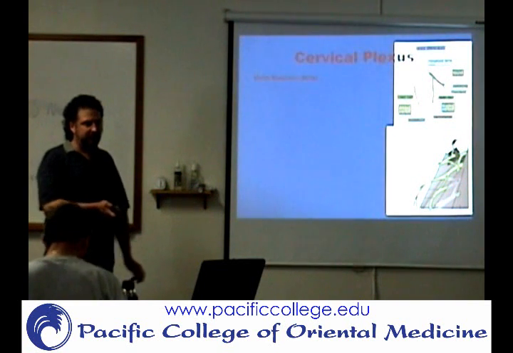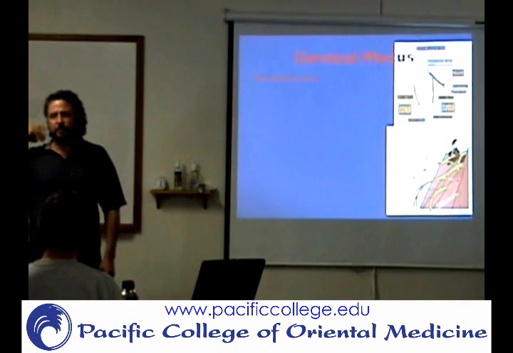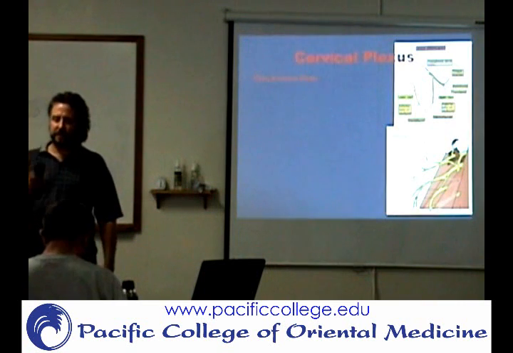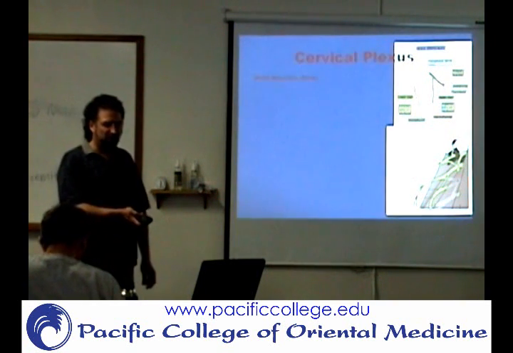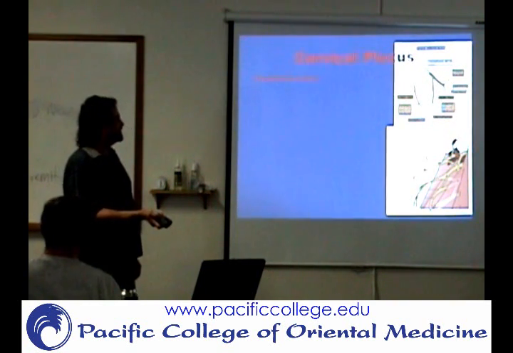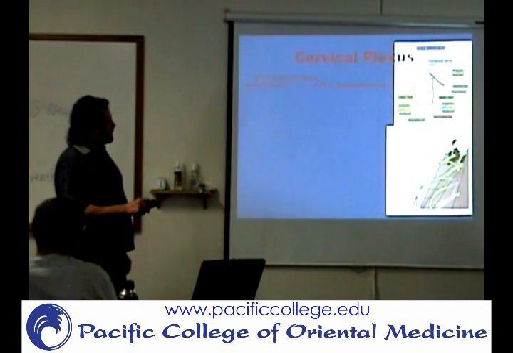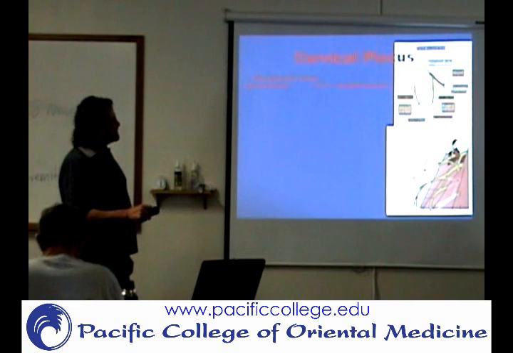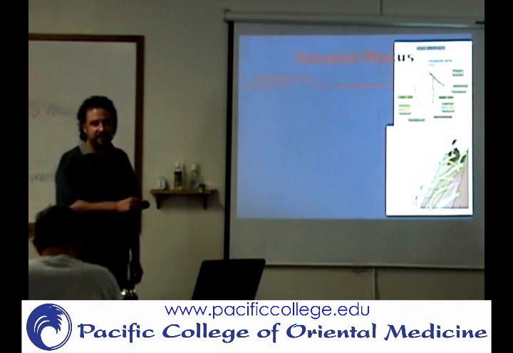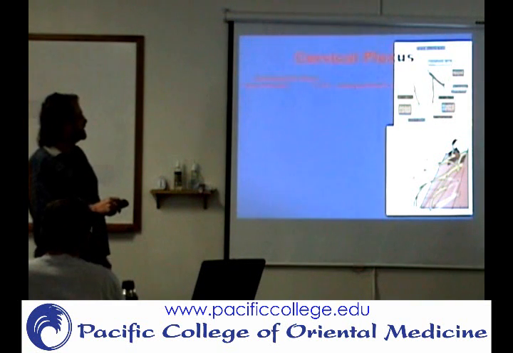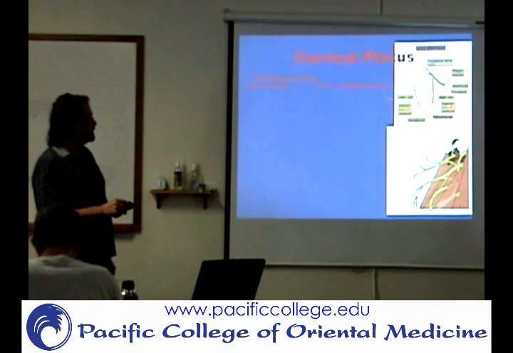And then other deeper branches. So first we were talking about superficial that innervates the sensory to the skin. Now we're talking about motor branches, which are going to be the deeper ones. And then you have this loop, which is the ansa cervicalis. So it's going to have different branches that come off of it. So it's going to be coming off of C1, C2, and C3.